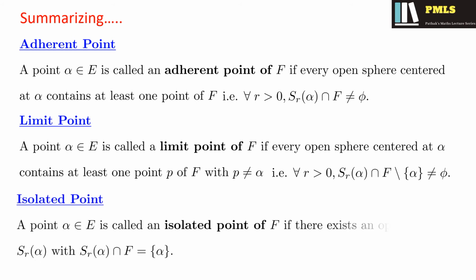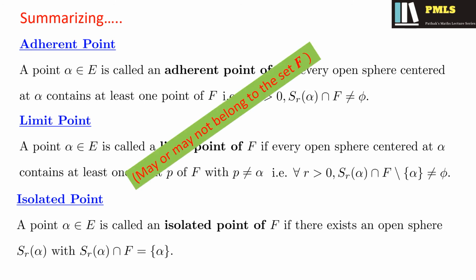And lastly, the isolated point is defined as a point alpha in E called an isolated point of F if there exists an open sphere S_r(alpha) with S_r(alpha) intersection F equals the singleton containing alpha. We have also observed that adherent points and limit points of a given subset in a metric space may or may not belong to that subset. However, the isolated points will always belong to the set. So we have studied so far the definitions of adherent points, limit points, and isolated points for a given subset F in a metric space E. Lastly, we are proceeding to see a simple example to illustrate these concepts.